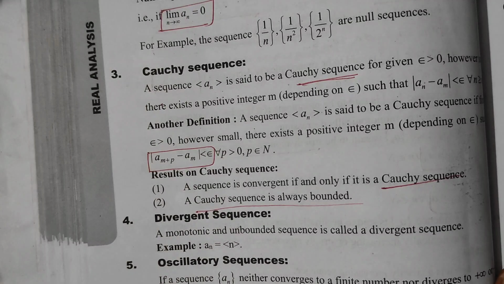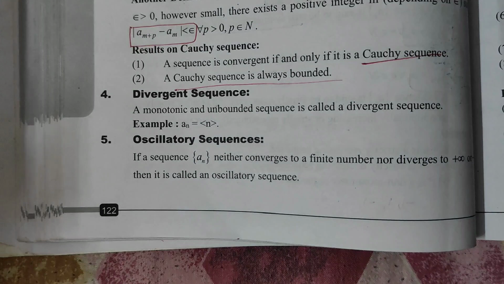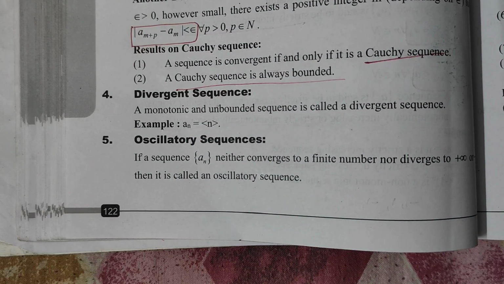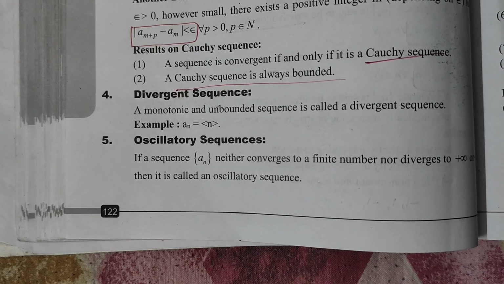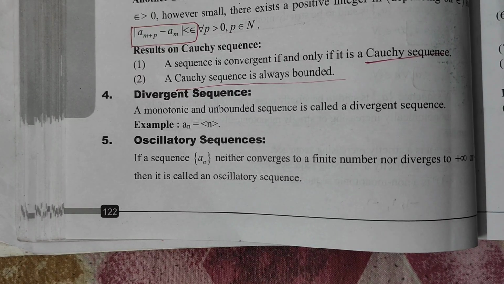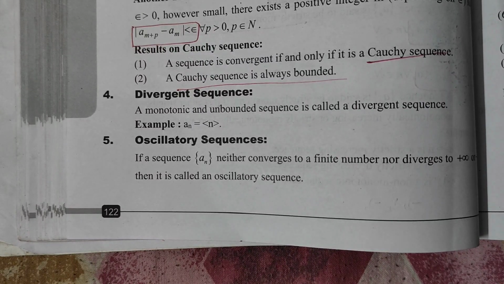Understood? Next, divergent sequence. A monotonic, that is continuously increasing or decreasing, and unbounded sequence, where we can't tell the end point, is known as a divergent sequence. So a_n equals n is an example of a divergent sequence, because if you put 1, 2, 3, 4, 5, it goes till infinity. So it is a divergent sequence.